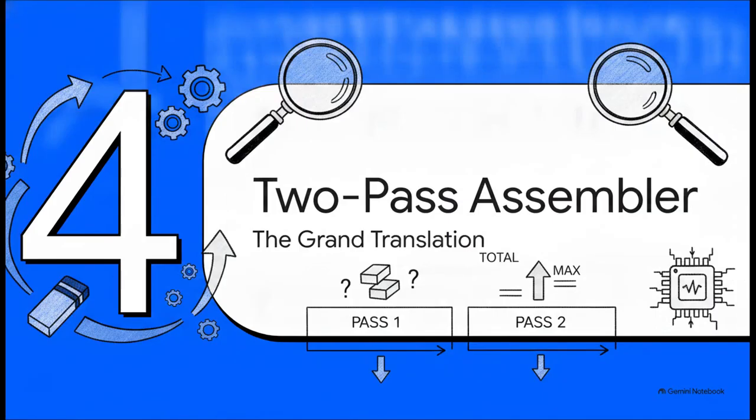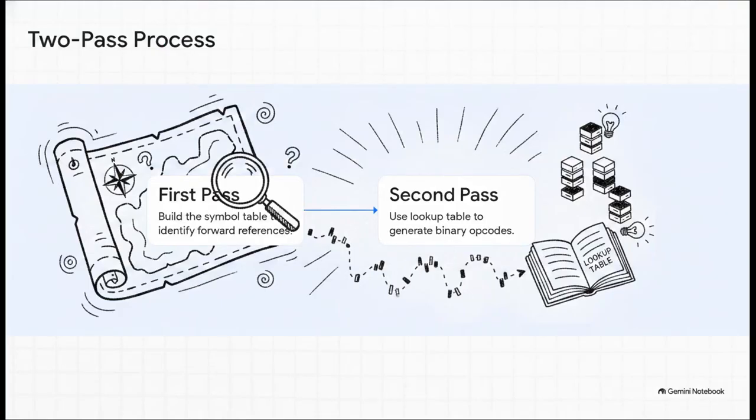Which brings us to part 4, the two-pass assembler, the grand translation. So, how does the assembler actually translate instructions if a program references labels like total or max that haven't even been created yet? We call those future labels forward references. The assembler handles them using a brilliant two-pass sweep. It basically chunks the problem, map the territory first, translate the language second.